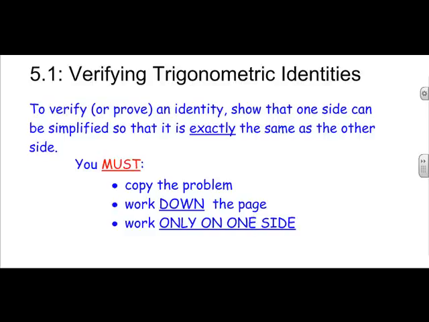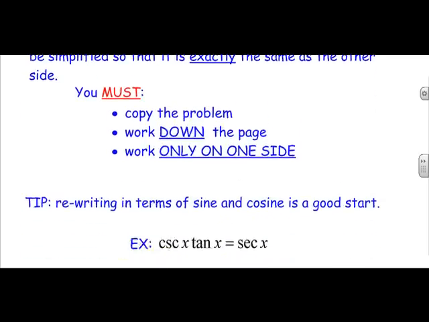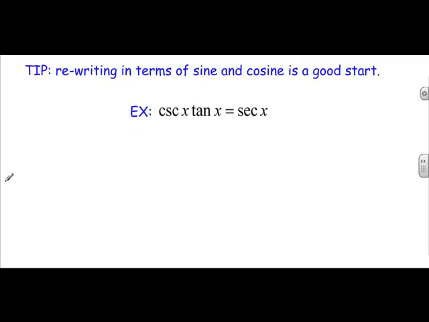So we're going to look at some examples. The first example comes after a tip. A lot of times it's going to be helpful to rewrite the terms in your equation in terms of sine and cosine. So here's our first example. When I look at that equation, I would choose to work on the left side. You might choose to work on the right side, but since there's more stuff on the left, it's going to be easier for me to simplify that and hopefully make it look exactly like secant x.